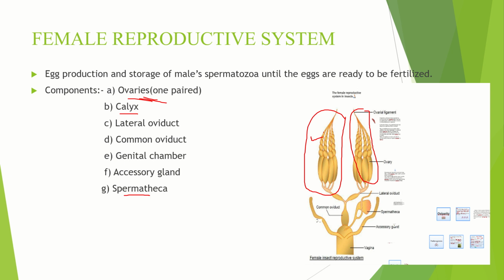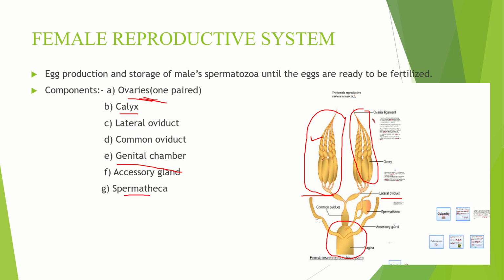After the ovaries, they connect with the pedicel, and after the pedicel the lateral oviduct is present. These two lateral oviducts are joined into a common duct, called the common oviduct. The opening of the common oviduct is called the gonopore, and at this opening there is one genital chamber present.